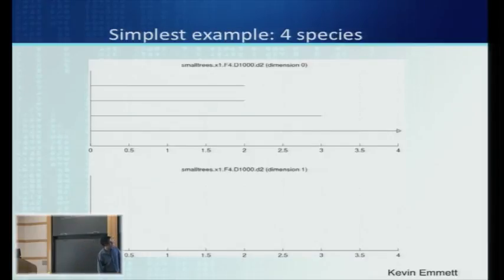Okay. Yeah, it's a very interesting example because it's the first. I mean, 4 species is the minimum that you can have different tree topologies in these things. Okay.